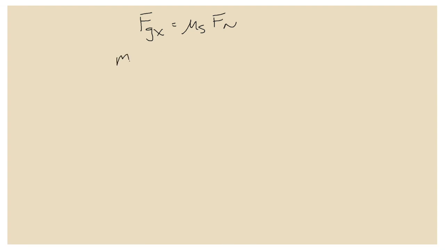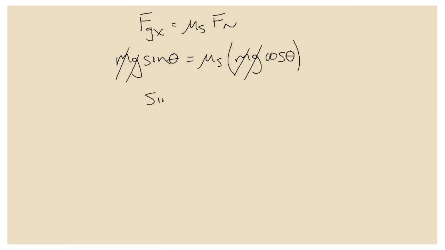Now I know FGX is equal to mg sine theta. That'll be equal to the coefficient times the normal force, and I know the normal force is mg cosine theta. And now hopefully you see where this is going. The first thing I can do is I can realize there is an m on both sides of the equation. They cancel. There is a g on both sides of the equation. They cancel. And so what I'm left over with is sine theta equals the coefficient of static friction times cosine theta. I hope you see where this is going.